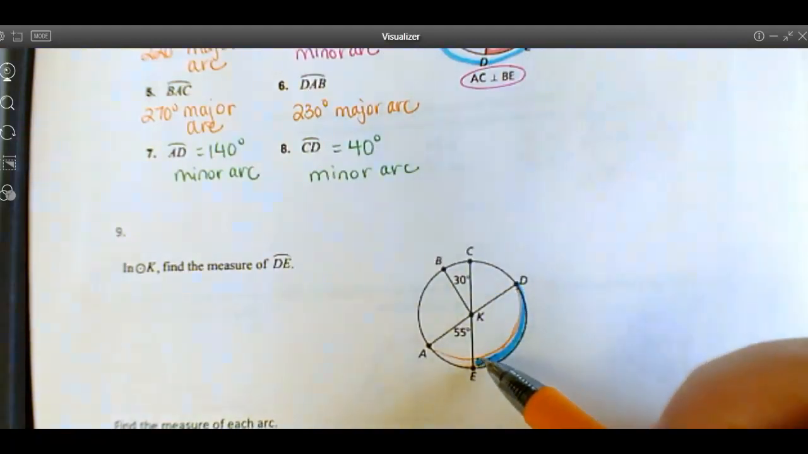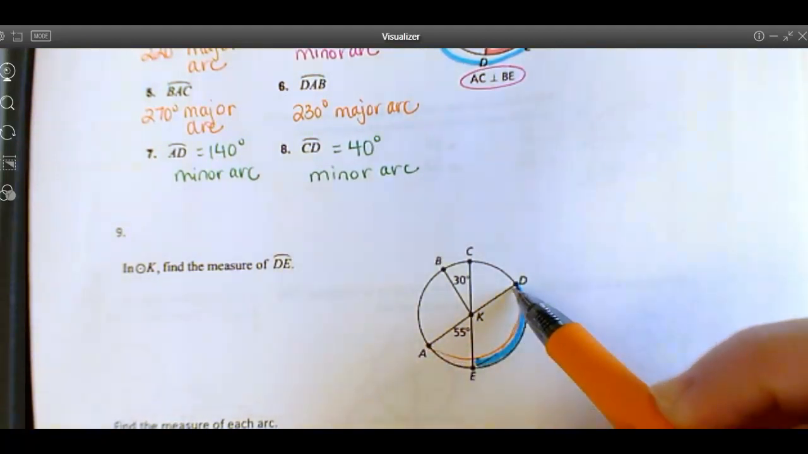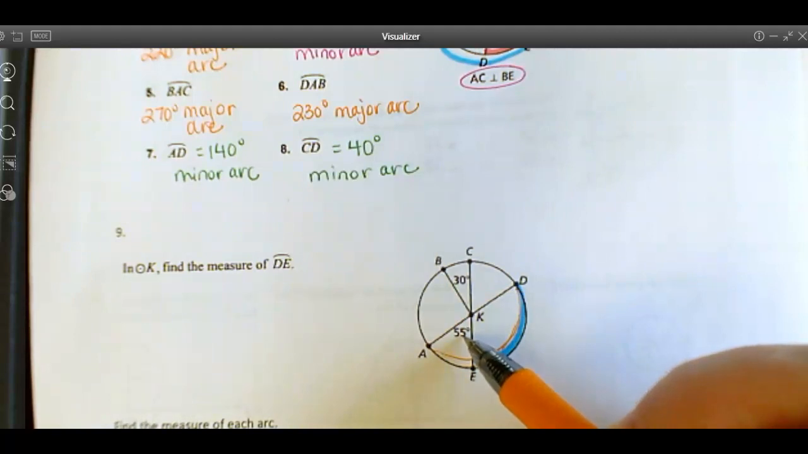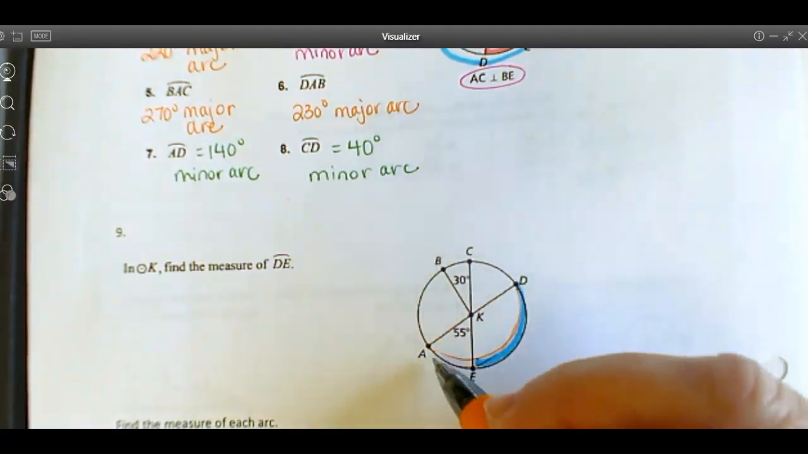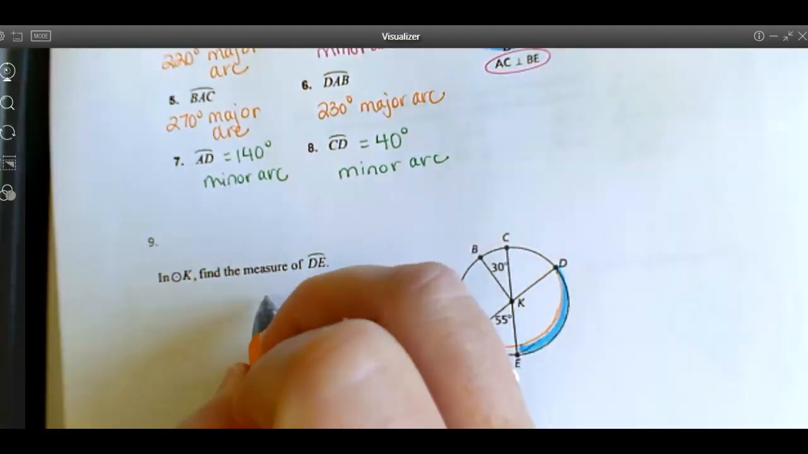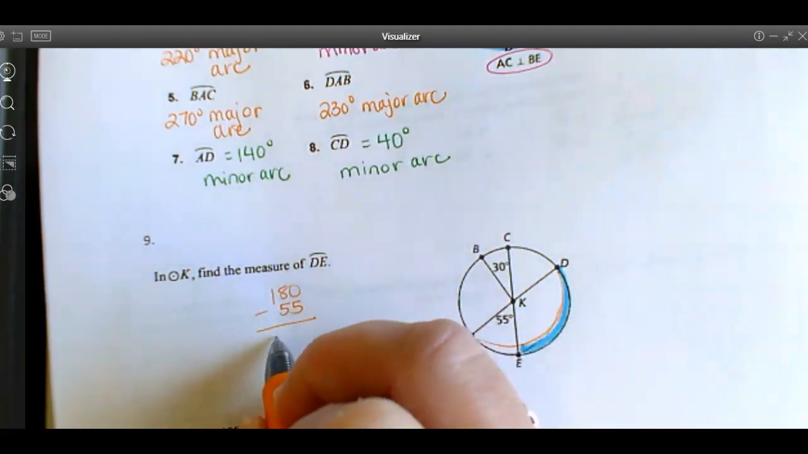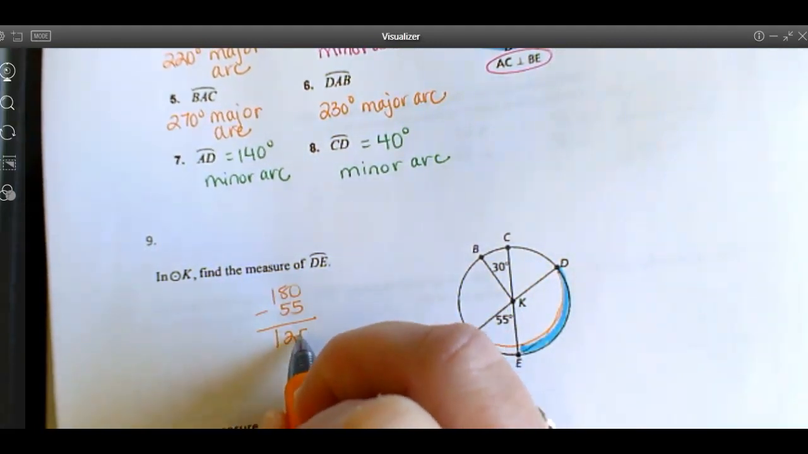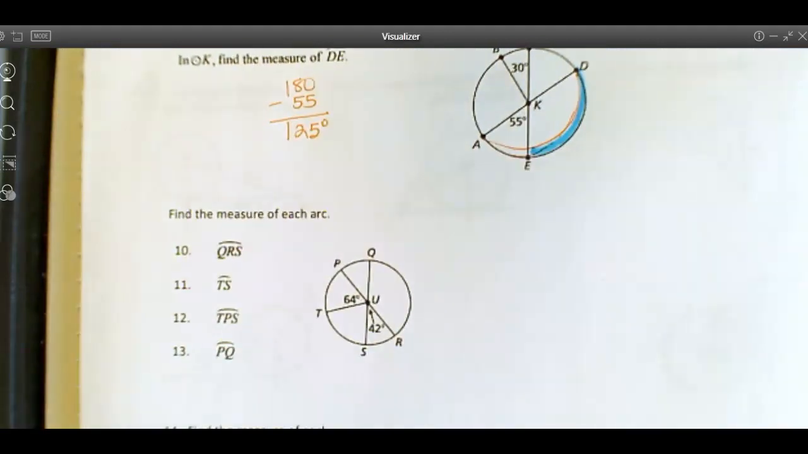So if we're looking for DE, I know that D to E to A is 180. I know that that's 55. So I'm going to do 180 for the whole thing minus 55. What do you get? What do you say? 125. Good.